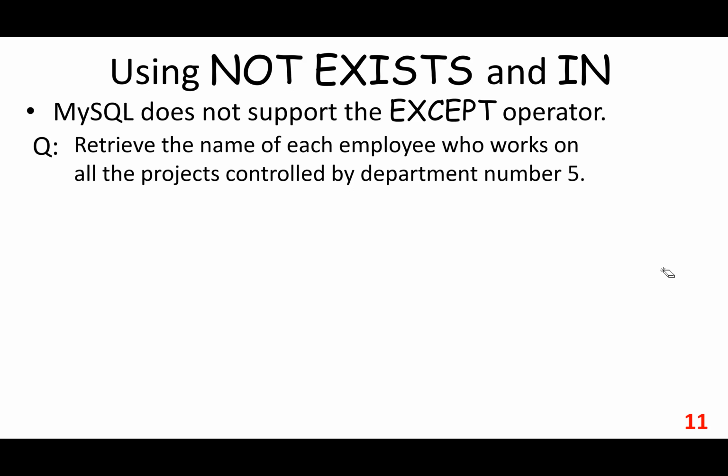So let's recall our question from last time. Retrieve the name of each employee. The first part is easy. The harder part is this condition part: who works on all the projects controlled by Department 5? This condition is hard. So when we use a nested query, the outer query is simple. Here, this outer query part is very simple.